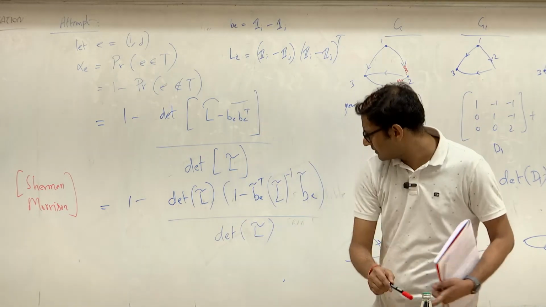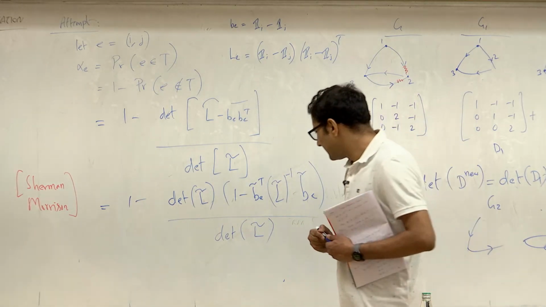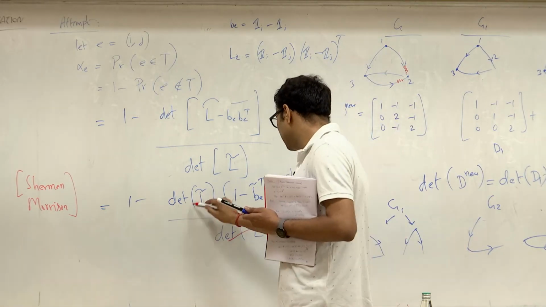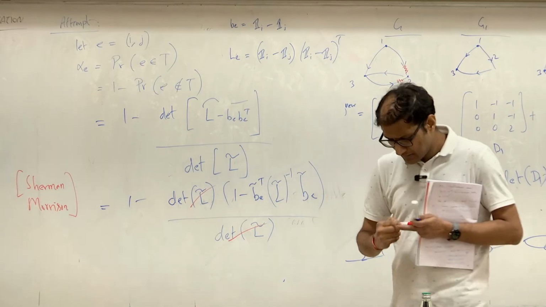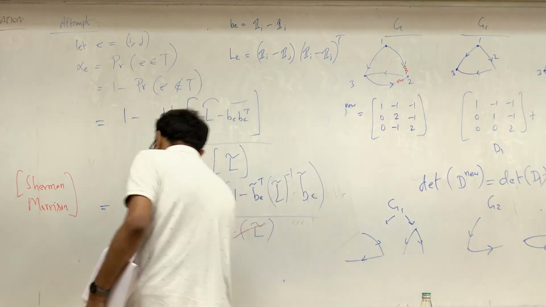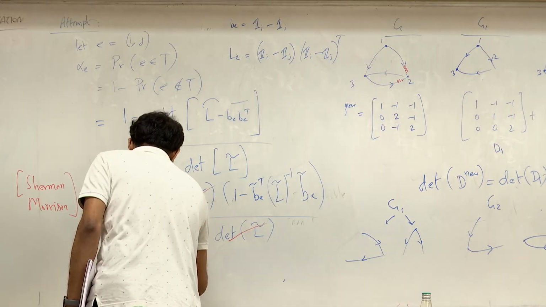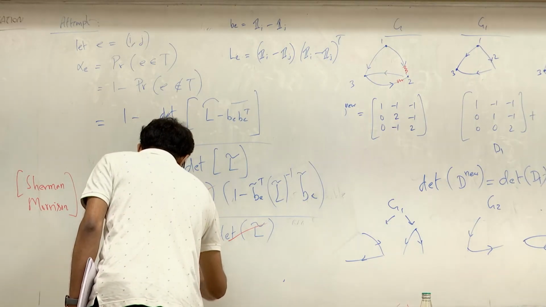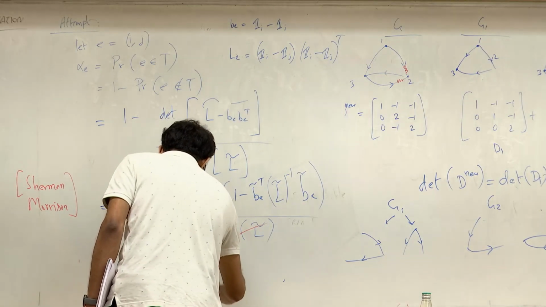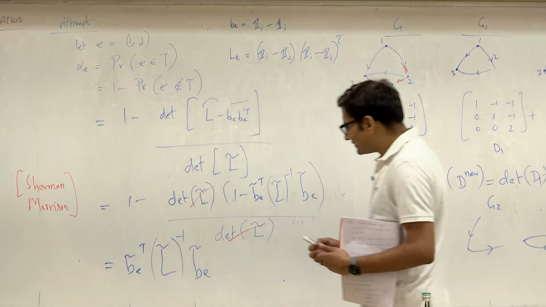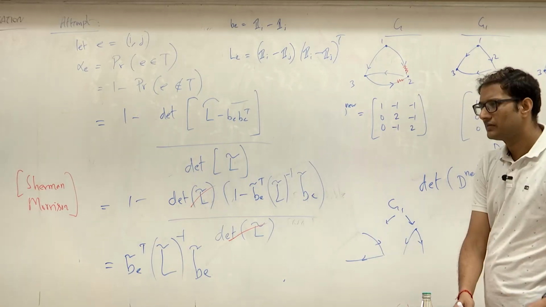Right, so these things cancel off. Maybe I like to do those cancellations, and what you end up with is a quadratic form, B_E tilde transpose L tilde inverse B_E tilde. That's some weird expression.